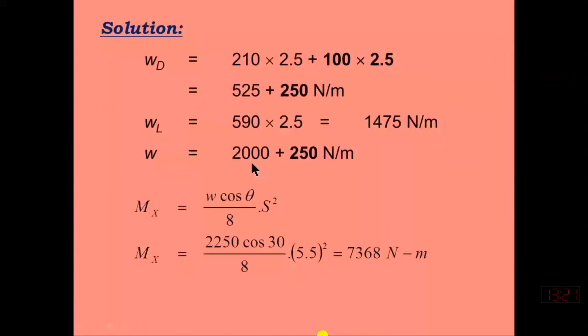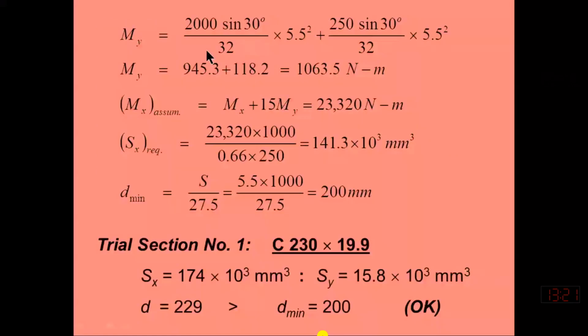So the superimposed dead load and live load will be used separately to compute the moment about the y-axis. And similarly, we are computing the moment about the y-axis separately due to self-weight. So this component is the moment about the y-axis due to superimposed load, and this is the moment about the y-axis due to self-weight only. The total moment will be 1063.5 Newton meter. I told you that if we want to design as a channel, we need to convert my also into the equivalent moment about the x-axis.